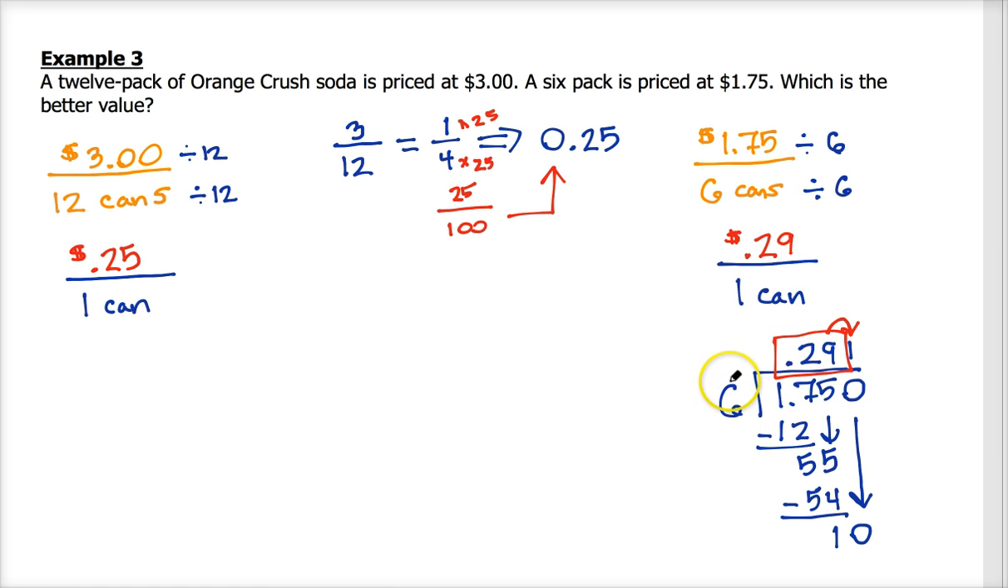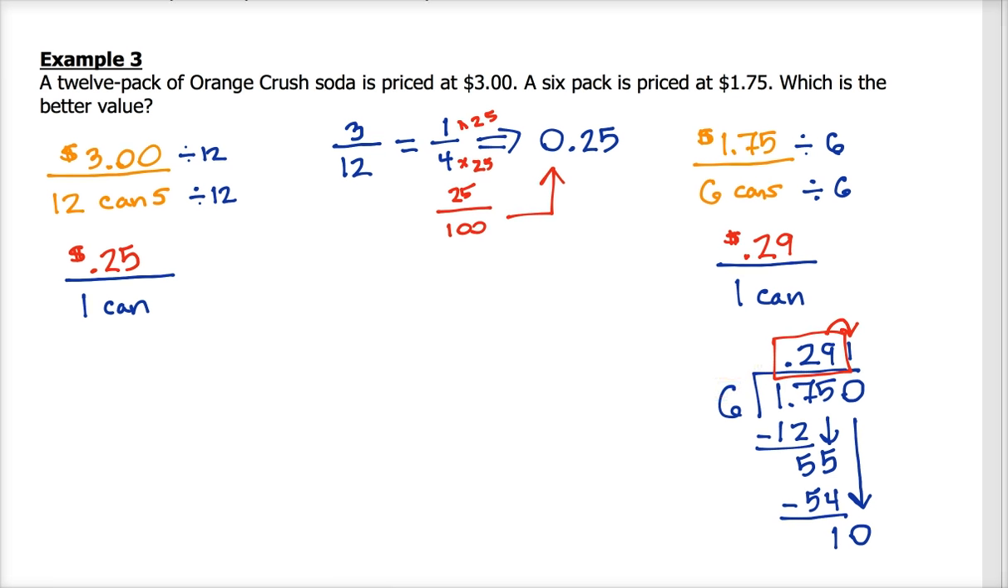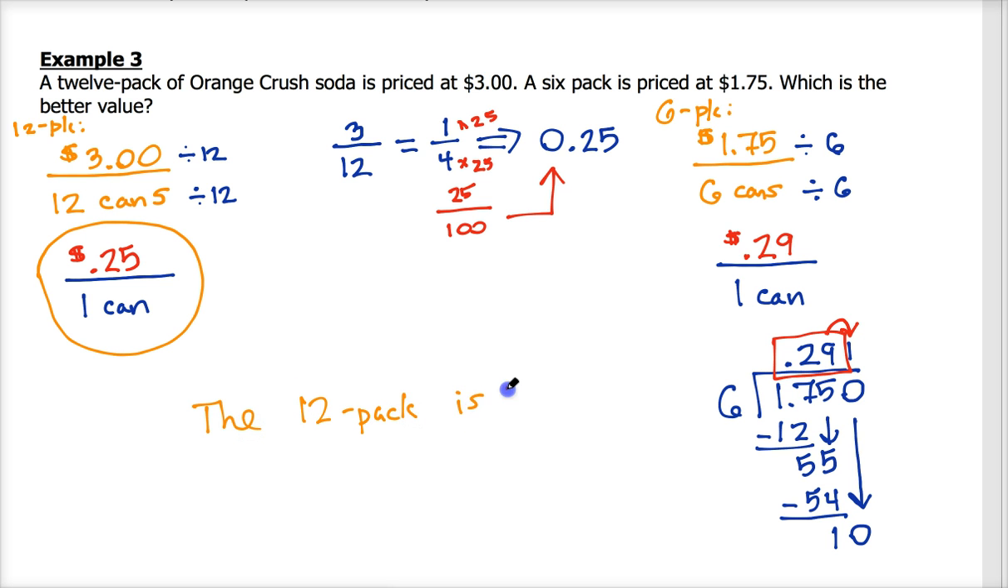So now let's compare these 2 unit rates. Okay, again, for a 12-pack, it's 25 cents per can. For a 6-pack, it's 29 cents per can. What's the better unit rate? Well, that would be the 12-pack. You're paying only 25 cents compared to 29 cents over here. So we would say that the 12-pack is the better value.